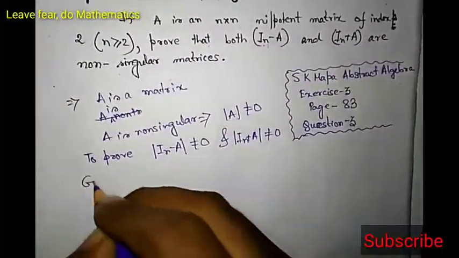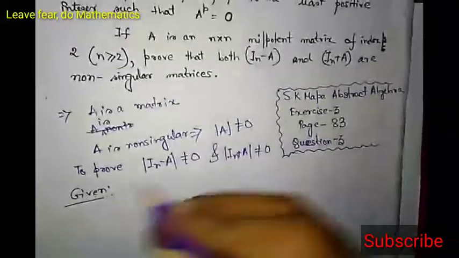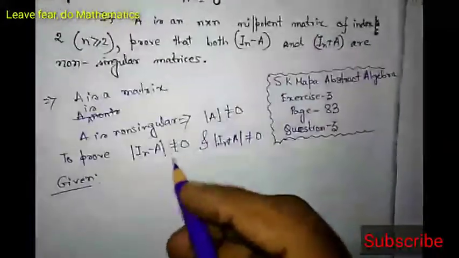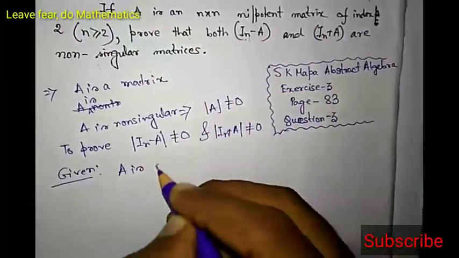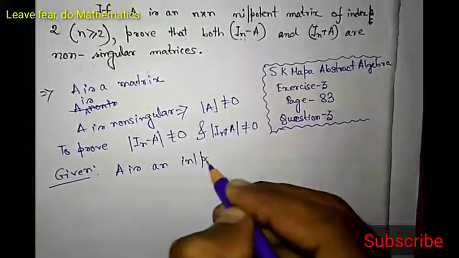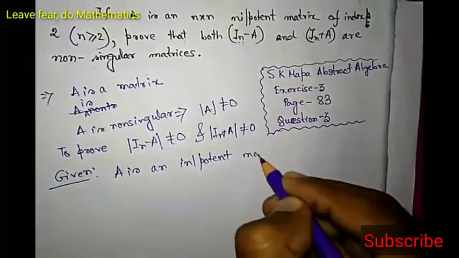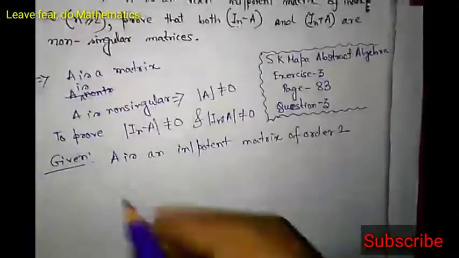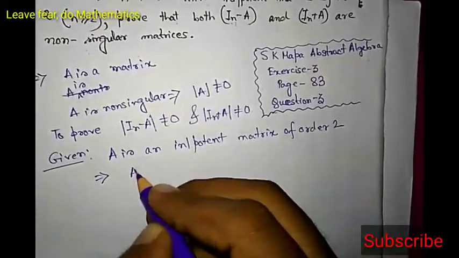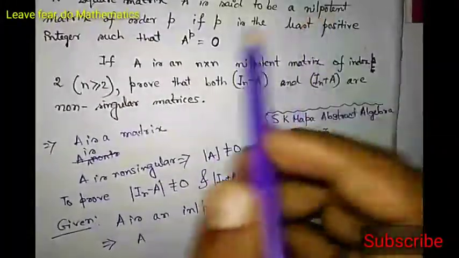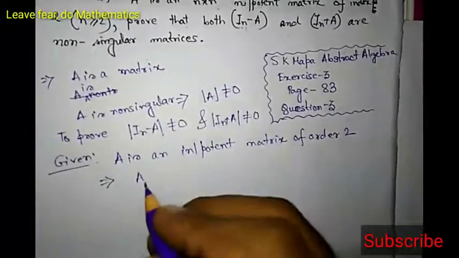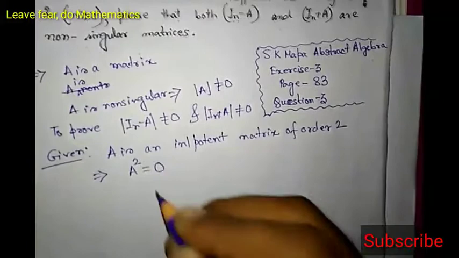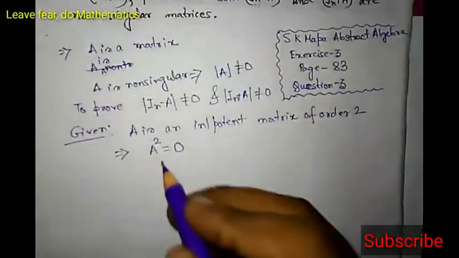So what is given? What is our tool here? Given that A is an n by n nilpotent matrix of order 2. So what does this imply? A nilpotent matrix of order P means A to the power P equals the 0 matrix. So a nilpotent matrix of order 2 means A power 2 equals the 0 matrix. So we have this A square equals 0.